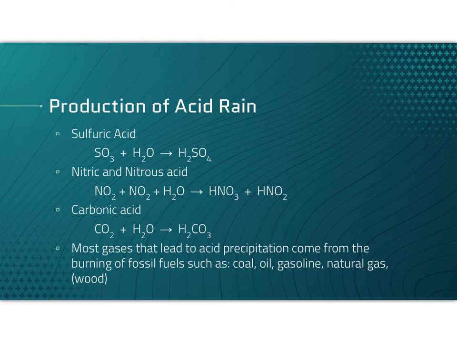So sulfuric acid is produced when SO3, sulfur trioxide in the atmosphere, joins up with one water molecule. It makes H2SO4. Nitric and nitrous acid are produced when two NO2 molecules react with one water molecule. The H from the water joins up with one, making HNO2, and the other H and the O join with the other to make HNO3.